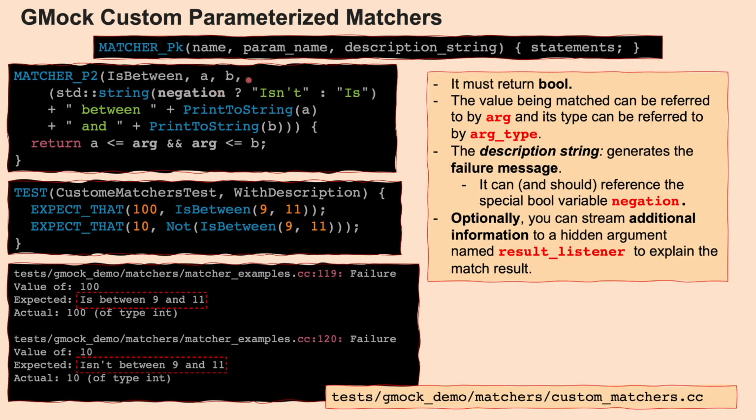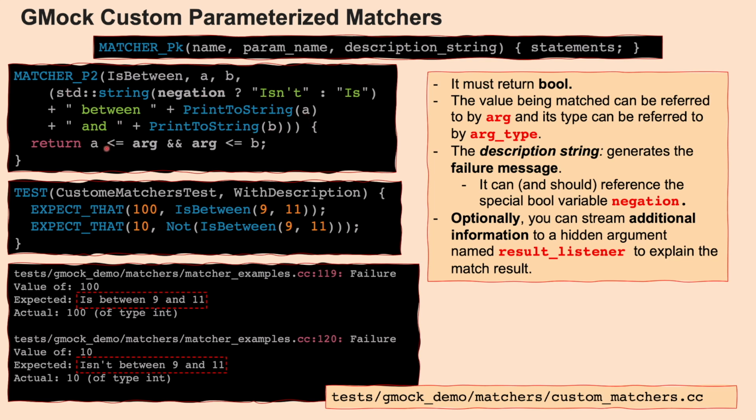And finally, let's customize the report message. So here, as the third parameter, I write a string that resolves to either is between 9 and 11 or it is not between 9 and 11. How do I do this? I use another reserved name, which is negation. If my matcher is used in combination with a not, this would have value true, otherwise its value would be false. This is something that the Google Test platform does for us. So for my customized message, I will say if negation was true, then use isn't, otherwise use is, and then between, convert A to a string, convert B to a string, and that's it.